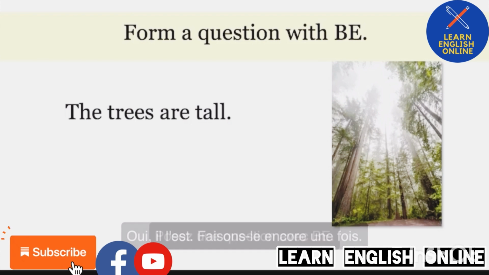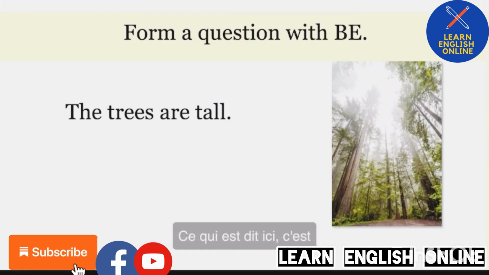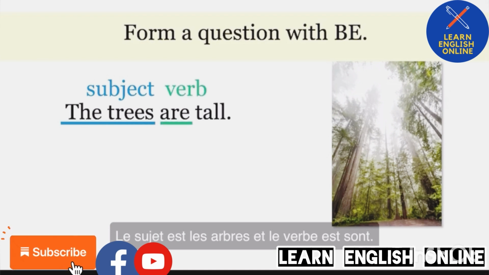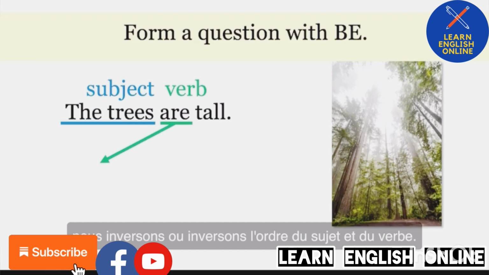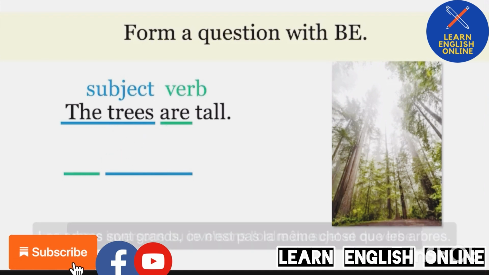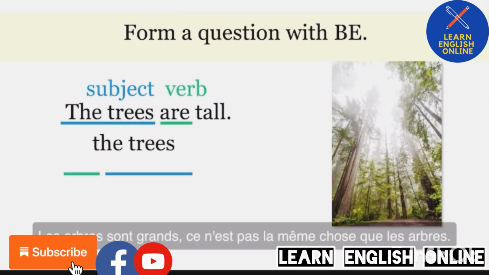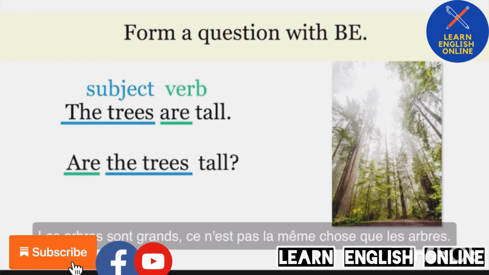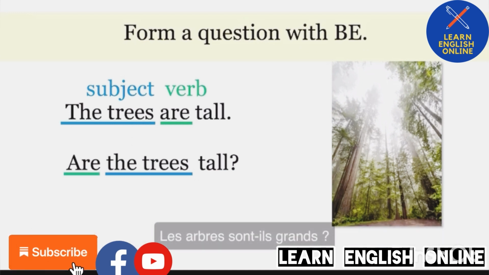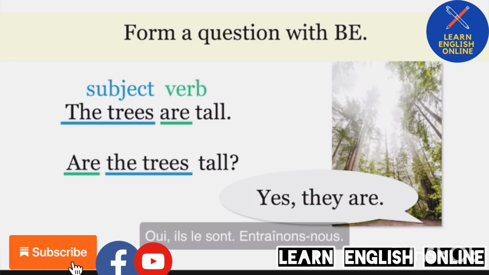Let's do it again. Form a question with be. The statement here is the trees are tall. The subject is trees and the verb is are. When we want to make a question, we flip or reverse the order of the subject and the verb. So, the trees are tall changes to are the trees tall? Are the trees tall? Yes, they are.